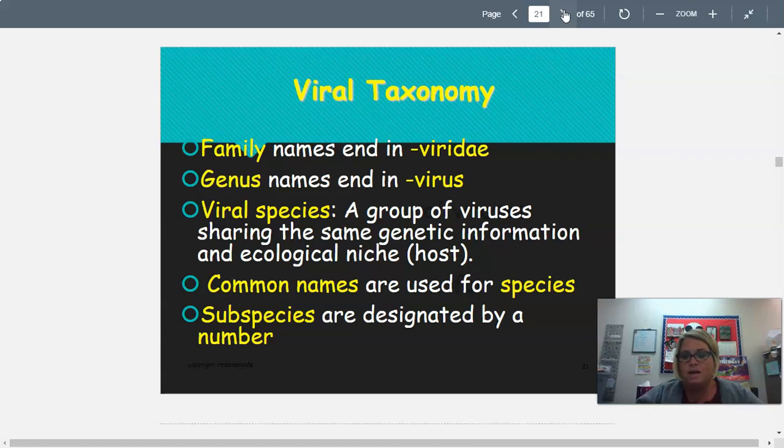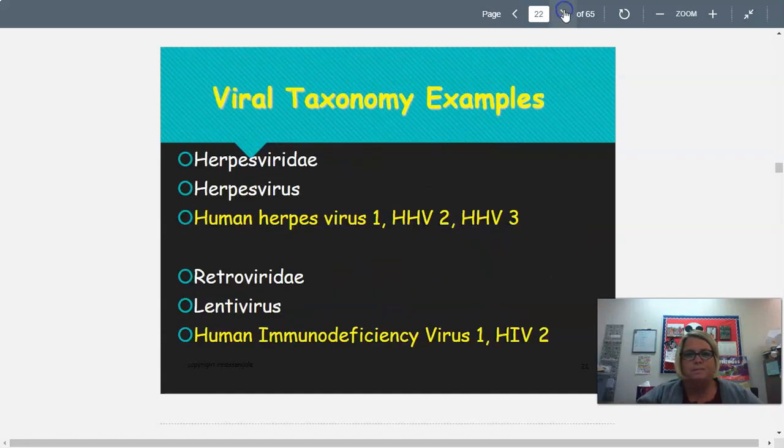Example of that is COVID-19. It was the COVID virus, the year 19. Okay, or not 19, version 19. Okay, so think examples. Herpesviridae. Then you have the herpesvirus. Human herpesvirus 1, HHV2, HHV3. That's all examples. Then you have the Retroviridae, the lentivirus, and then it's the human immunodeficiency virus 1, or HIV. HIV1, HIV2.